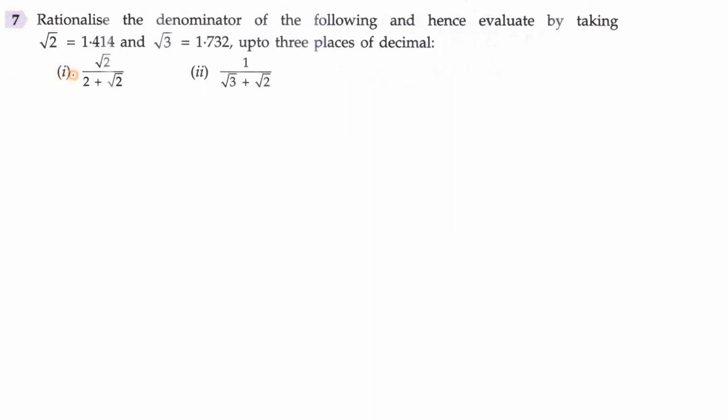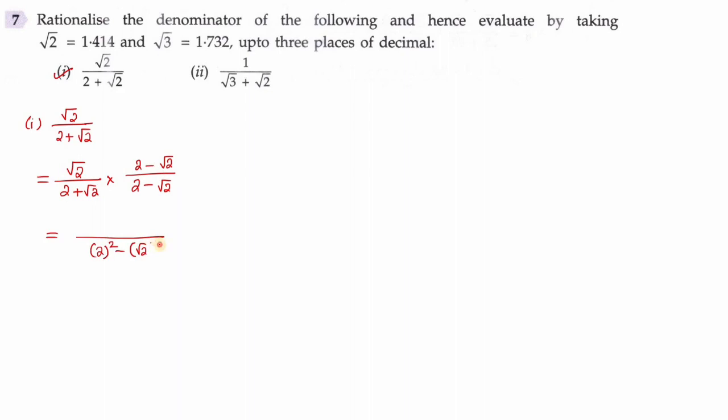Number 1 says, we have root 2 by 2 plus root 2. First and foremost, you have to rationalize the denominator. So we will rationalize by multiplying with 2 minus root 2. In the denominator, you have (a plus b) into (a minus b), which is a square minus b square.